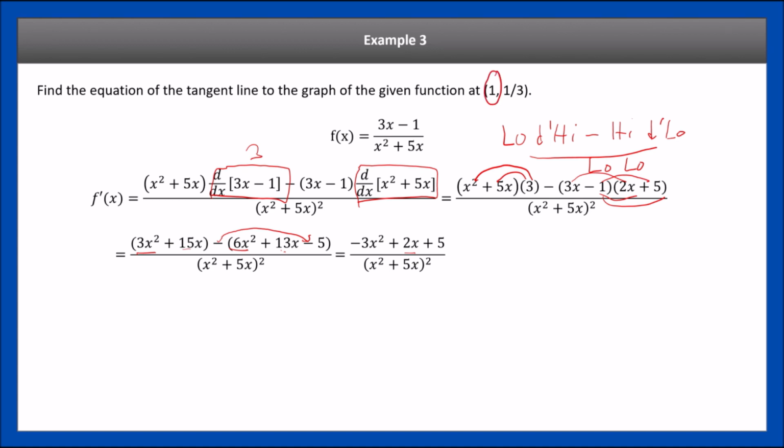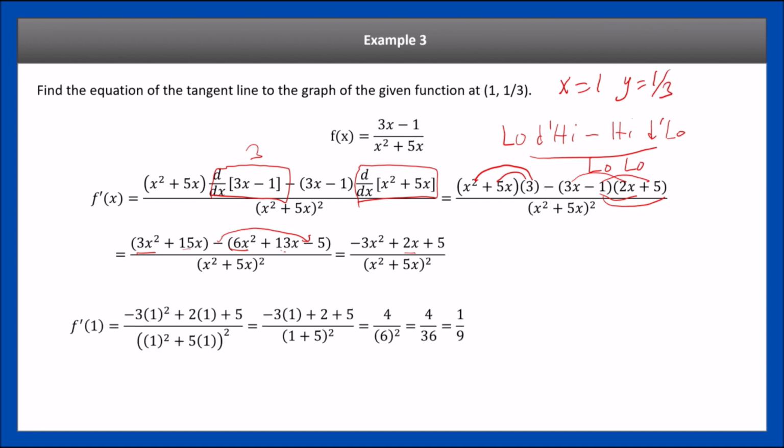Remember they give us a coordinate there. They give us x equals 1, and they give us y equals 1/3, right? So we're going to plug x equals 1 into the derivative, into here for x. And we do that, we get 1/9. So that's going to be my derivative, just simplifying a little bit. So my derivative at 1 is 1/9.